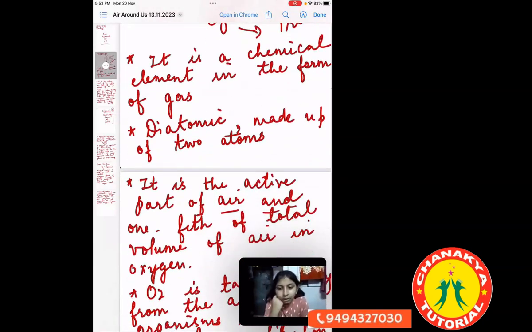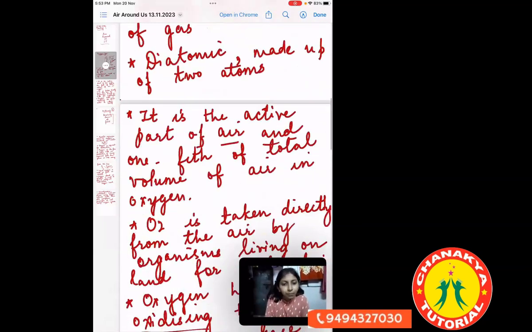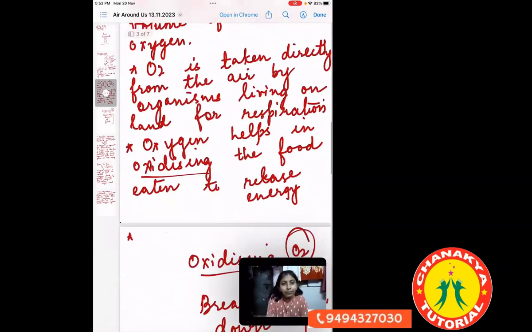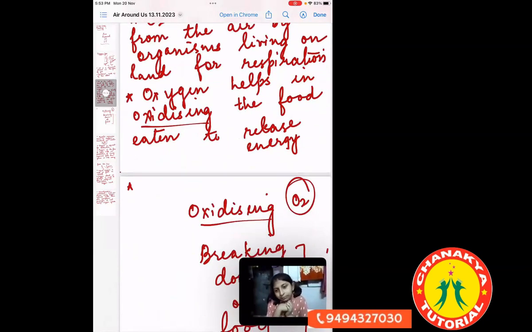So oxygen is a chemical element in the form of gas. It is made up of two atoms of oxygen. It is the active part, and it can be taken directly. We can take it from the air and use it for breathing purposes. Then with the help of oxygen, we can oxidize the food.